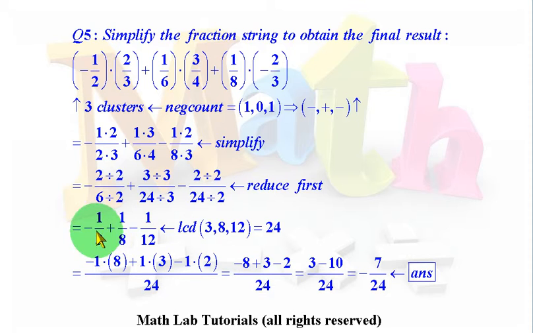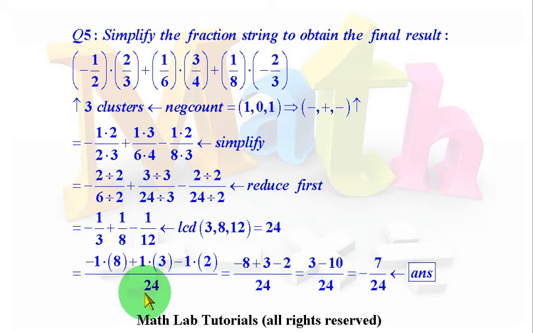And again, we have a minus, plus, minus, as indicated over here. Minus, plus, minus. And now we have a simple fraction string. And we look at the denominators 3, 8, and 12, and we conclude that the lowest common denominator of 3, 8, and 12, if you think about it carefully, will be 24.